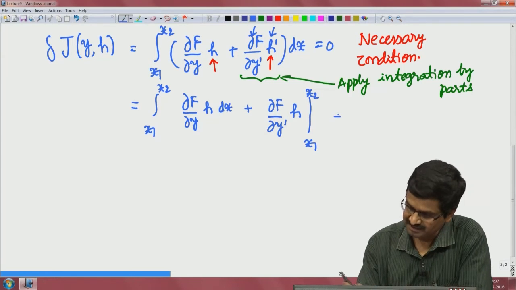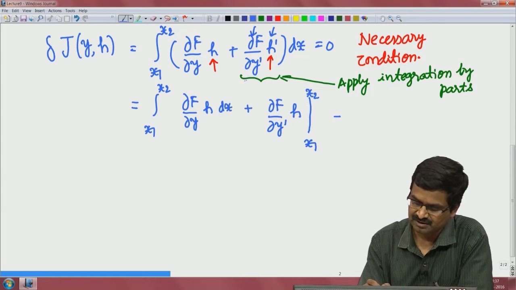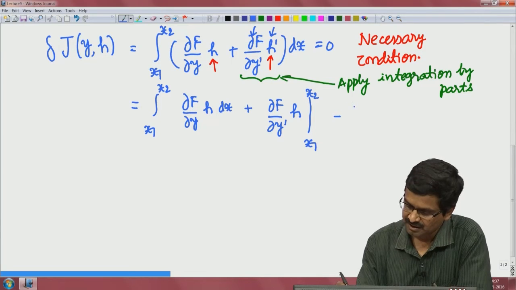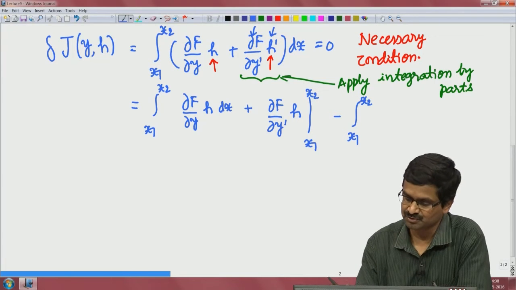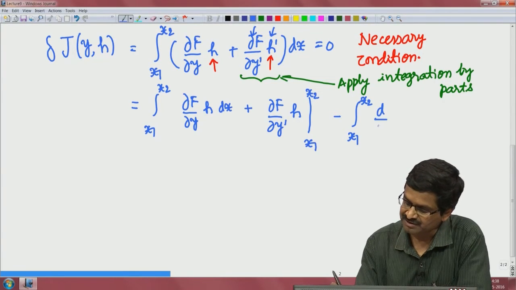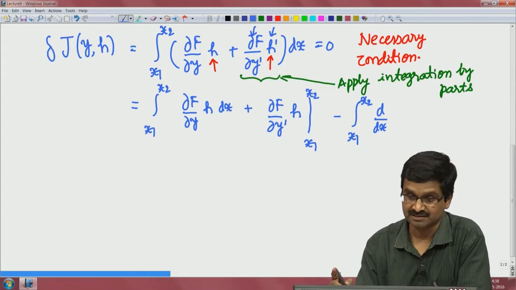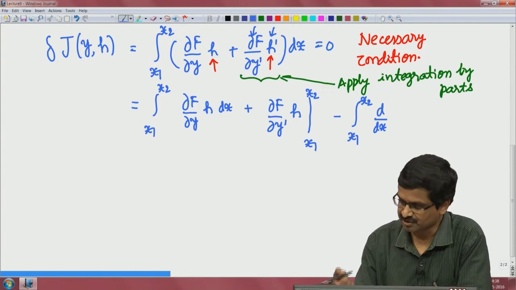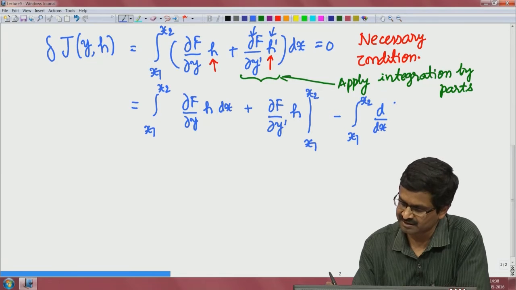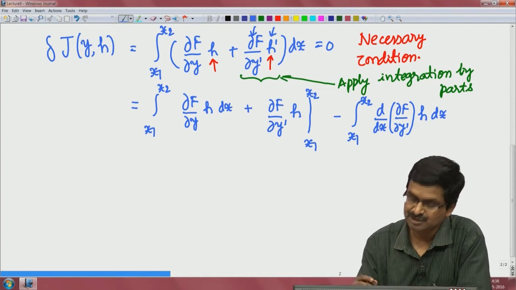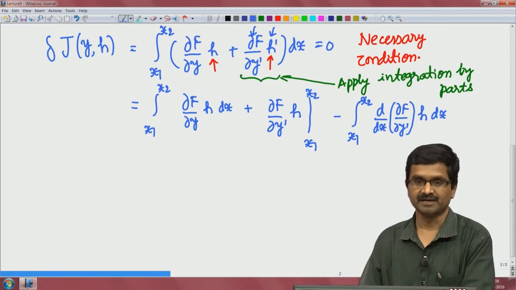then minus, we are applying integration by parts to this second term, minus the integral with limits from x1 to x2 of the derivative of the first function, that is d/dx. So, now integration is with respect to x, so you have to do the derivative with respect to x, d/dx of the derivative of the first function into the integral of the second function. h′ is the second function, now we write h.